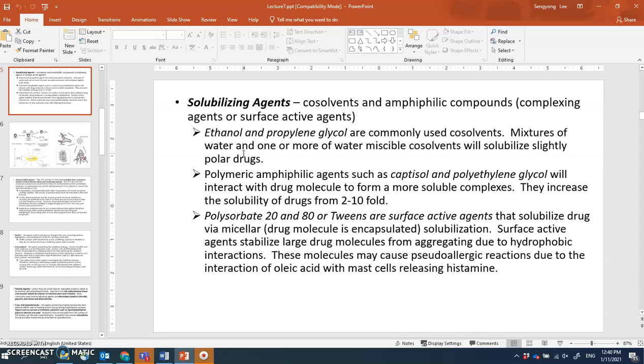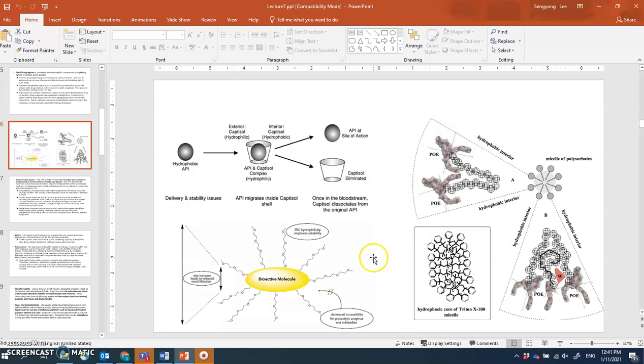And then another type of stabilizer will be polymeric amphiphilic agents. It's hard to say, amphiphilic agent, such as Captisol and polyethylene glycol. What they do is interact with the drug molecule to form more soluble complexes. By doing so, they will increase the solubility about 2 to 10-fold. So there's a diagram there.